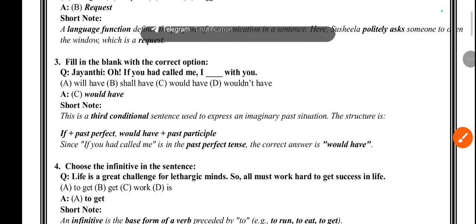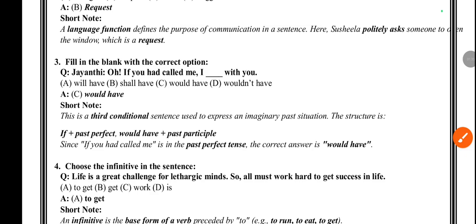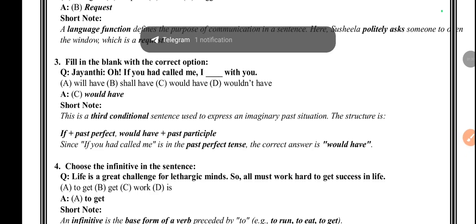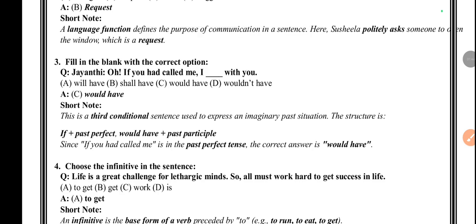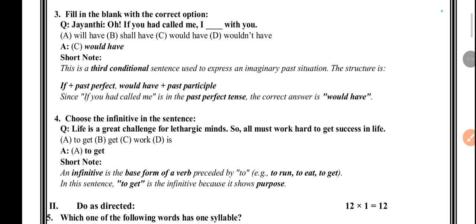A language function defines the purpose of communication in a sentence. Here Sushila politely asks someone to open the window, which is a request. Question number three: fill in the blank with the correct option. Jayanti, oh, if you had called me, I dash with you. Will have, shall have, wouldn't have. The right answer is option C.